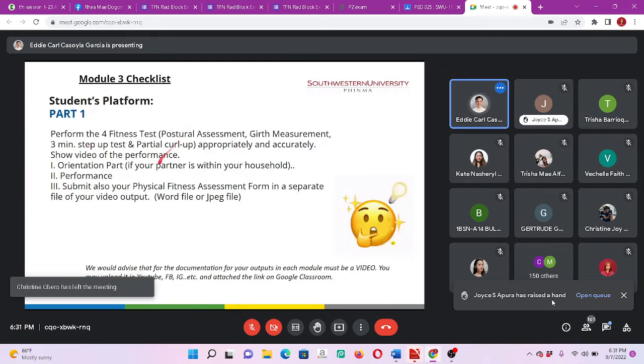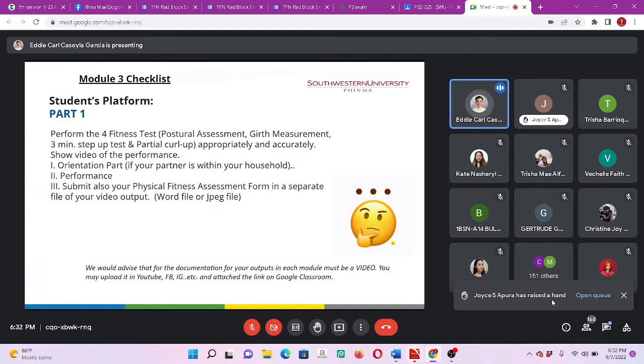The first checklist for part 1 is all about the 4 physical fitness assessment tests together with your PFA form. So again, the assignment for part 1, module 3 would be your 4 physical fitness assessment tests together with your PFA form. We have here the 3-minute step test and the partial curl up test. You can submit video documentation only for the 3-minute step test and partial curl up test without using time lapse. I hope that's very clear.